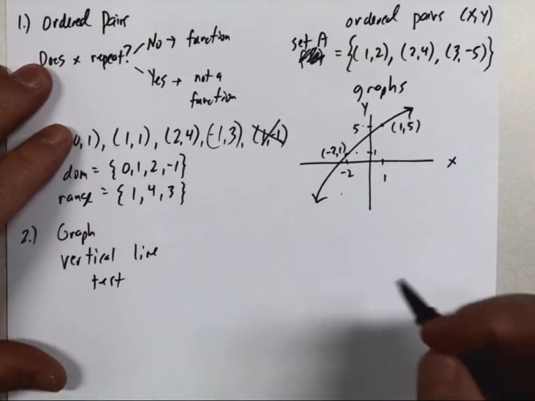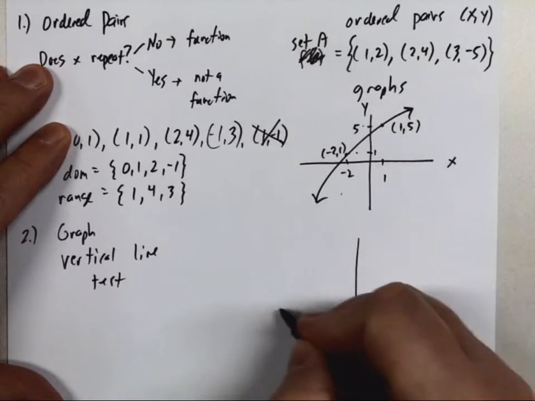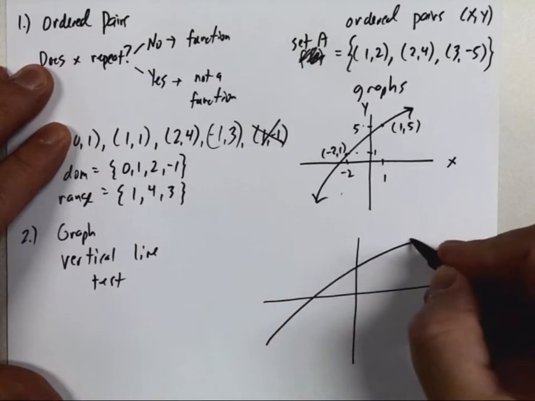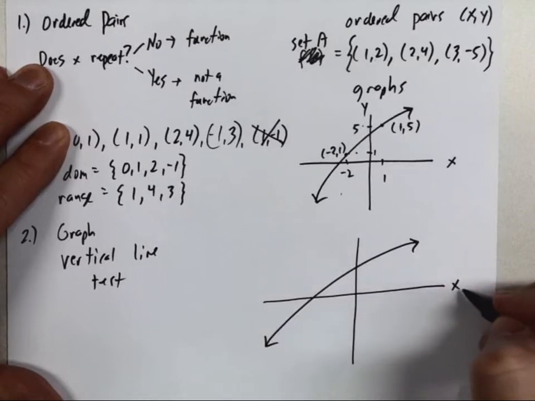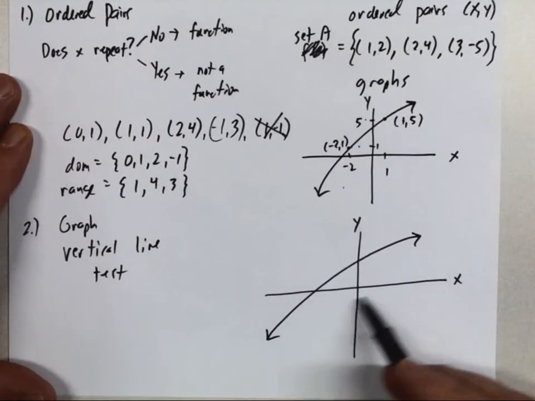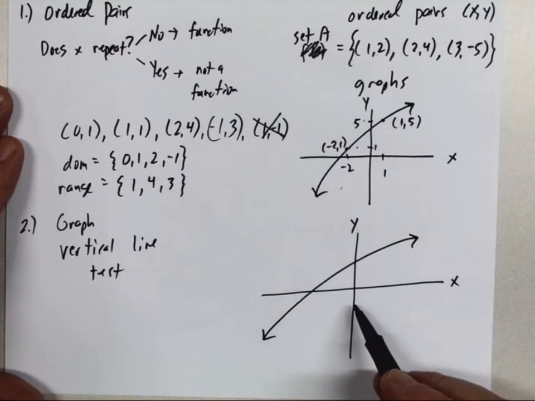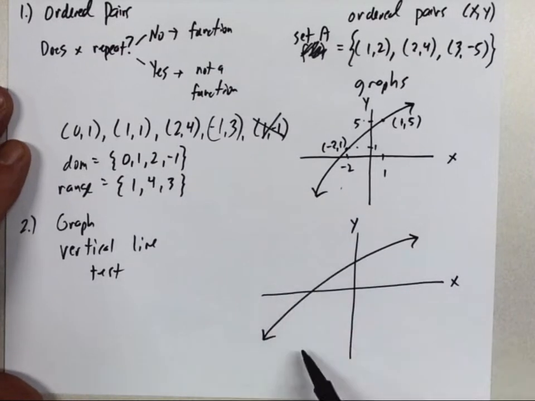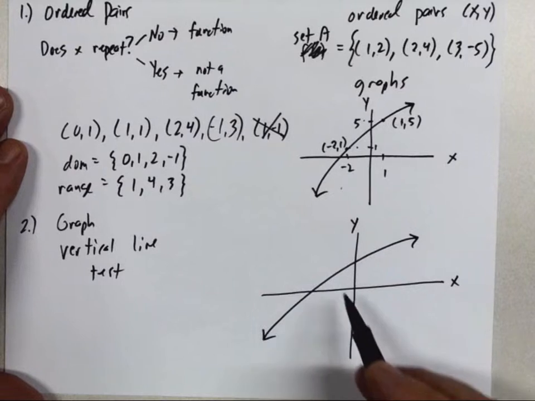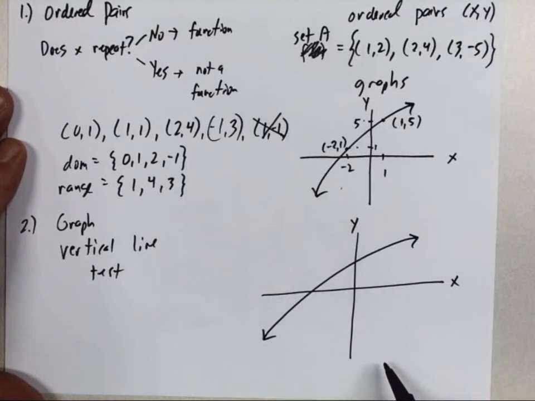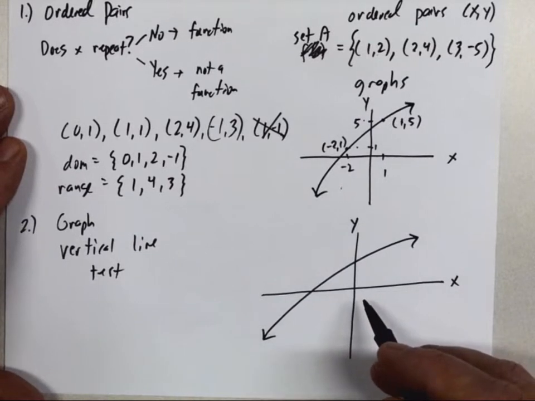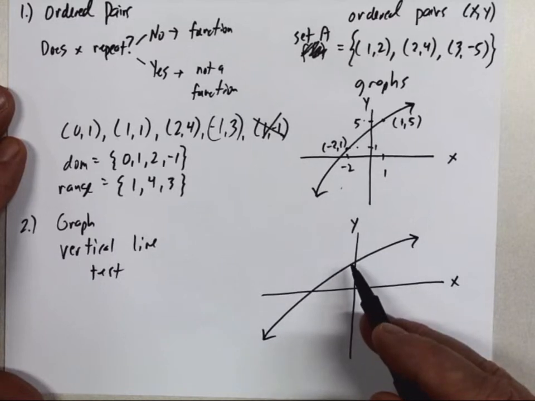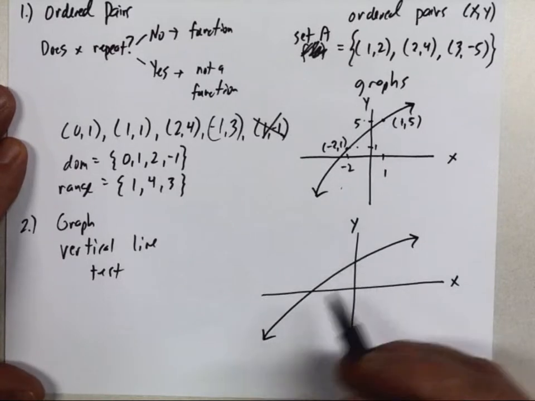So the key is you're given a graph. And you're going to go every place and any place on this graph, and in your mind, or you can even do it on your page, you're going to start drawing vertical lines. And here's what you're looking for. You're trying to see if I can draw a vertical line that crosses the graph in at least 2 places, it's not a function. Let me write that down.